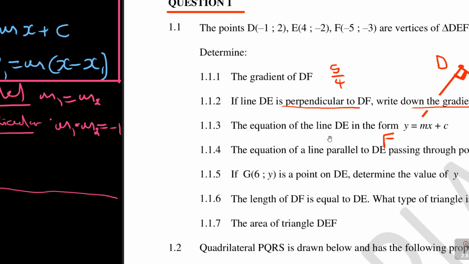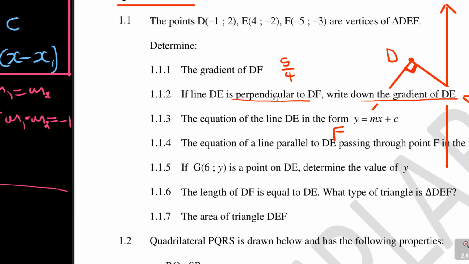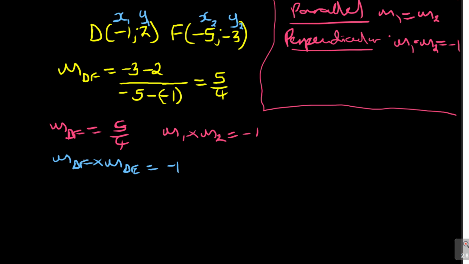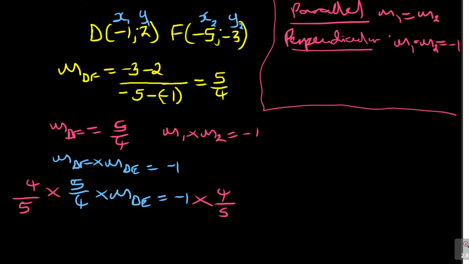Remember what they said here. If the line DE is perpendicular to DF, write down the gradient of DE. So we want the gradient of DE. We know the gradient of DF, so it will be 5/4 times the gradient of DE equals -1. Then it's up to you how to do it, but the easier way is to multiply by the inverse of that, which is 4/5. What you do on the left, you do on the right. So that cancels, and M of DE is equal to negative 4/5. So now that becomes the answer.